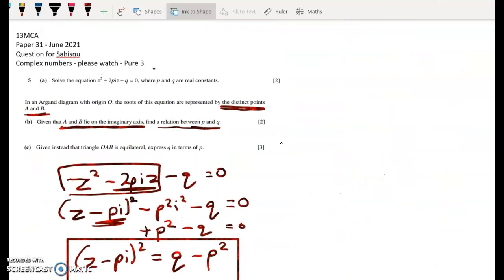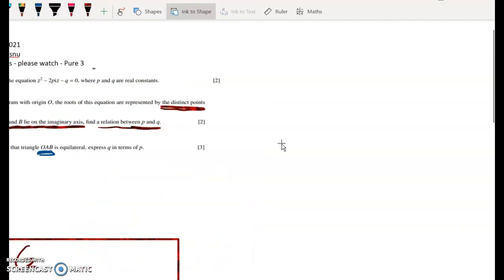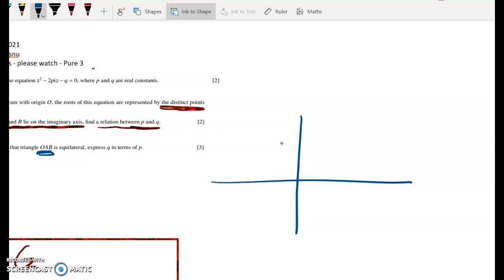Right, here's the next bit. Given instead that triangle OAB is equilateral, express Q in terms of P. So what we're going to start with doing is to draw a nice little equilateral triangle. So, let's just draw one first. So here's O. Let's draw point A here.